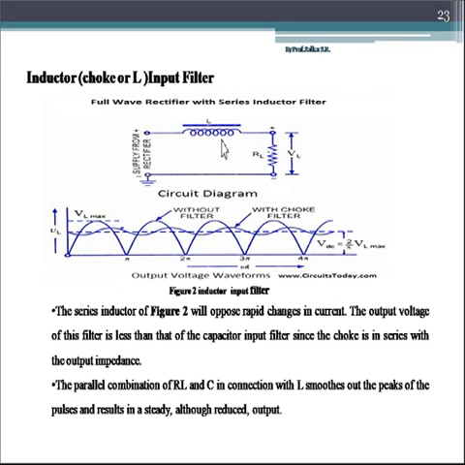It does not allow the AC signal to pass through it, whereas whatever DC signals are present at the output of the rectifier, because we know the output of the rectifier is pulsating DC, that is AC as well as DC, the inductor allows those DC signals to pass through it easily and gives us that DC signal at the load RL, and that particular DC signal is nothing but our output voltage signal, which is denoted by VL.